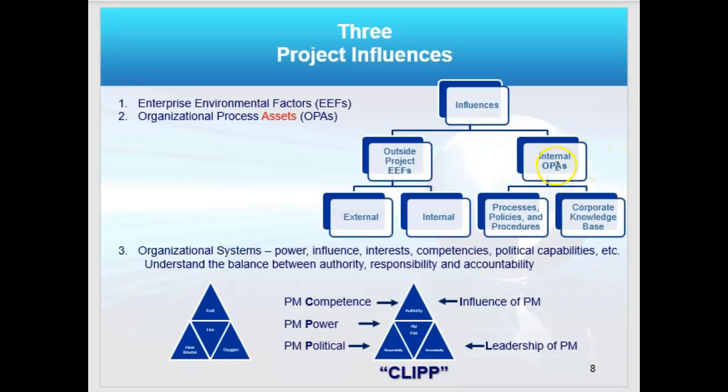OPAs are internal to the project, and you can use processes, policies, and procedures is one type. The other is corporate knowledge base, or sometimes called organizational knowledge base. Those are your lessons learned, your historical documents, your configuration management approach. And these influence a project. Well, so do organizational systems, which include power, influence, interests, competencies. This is the politics of the world. So I put it in a little acronym called CLIP, where it's competence, leadership, influence, power, and politics. And you as a project manager are balancing all of that in this organizational system.